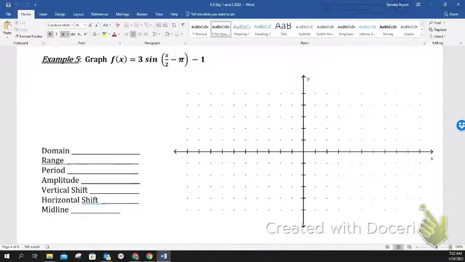Okay, so when I'm looking at a sine function, the first thing I do is think about the pattern of sine. If you look at your unit circle, the sine of 0 degrees is 0. So sine, and I always kind of write the pattern. If you were in class Friday, you saw how I graphed that.